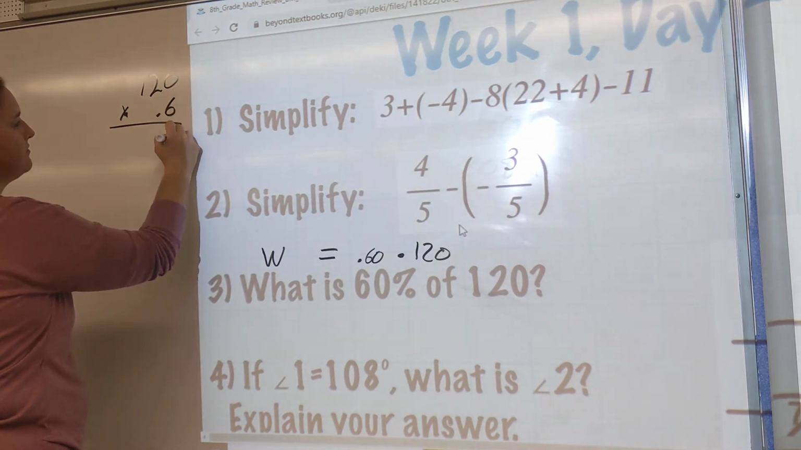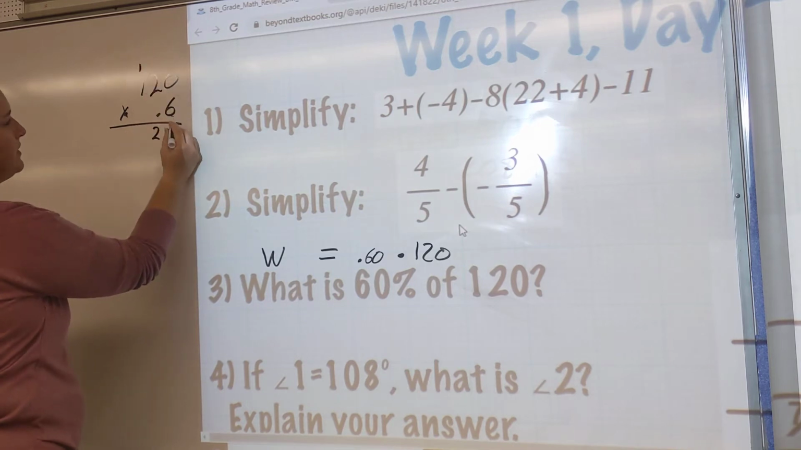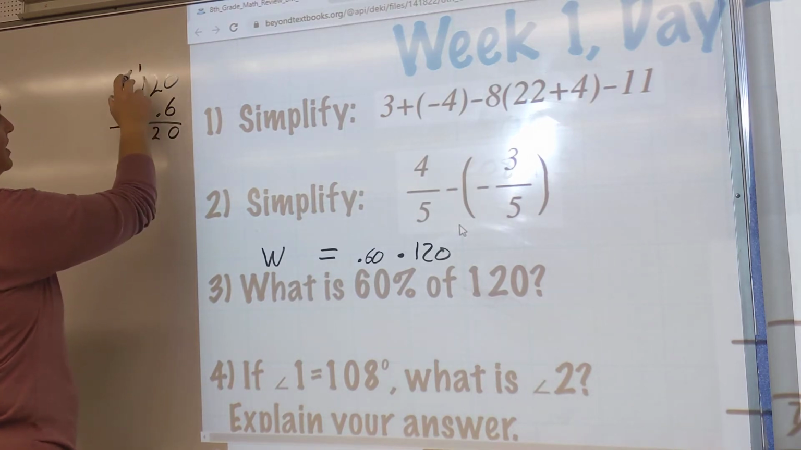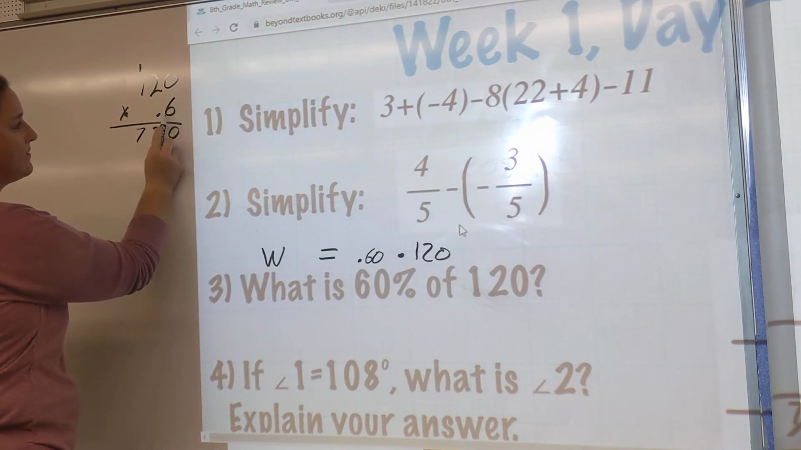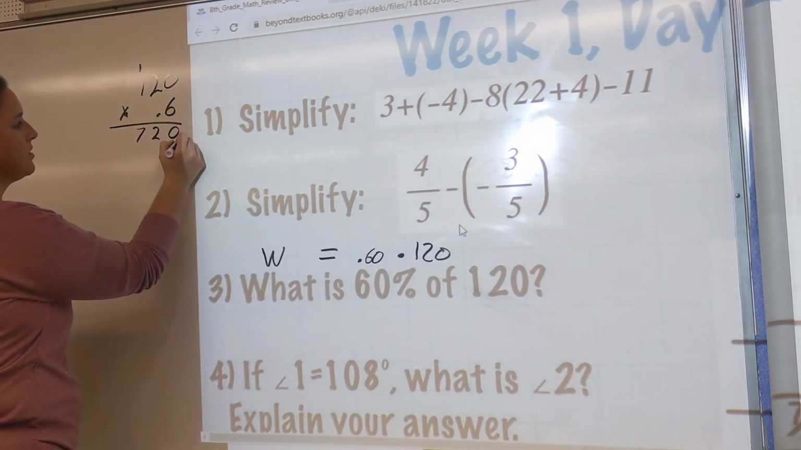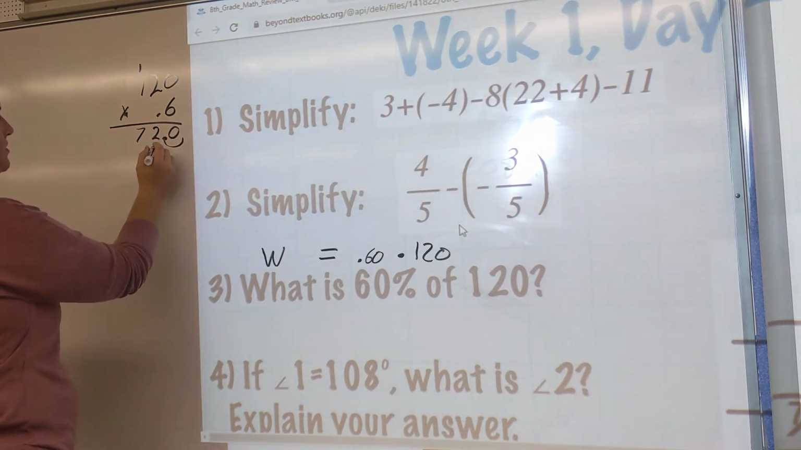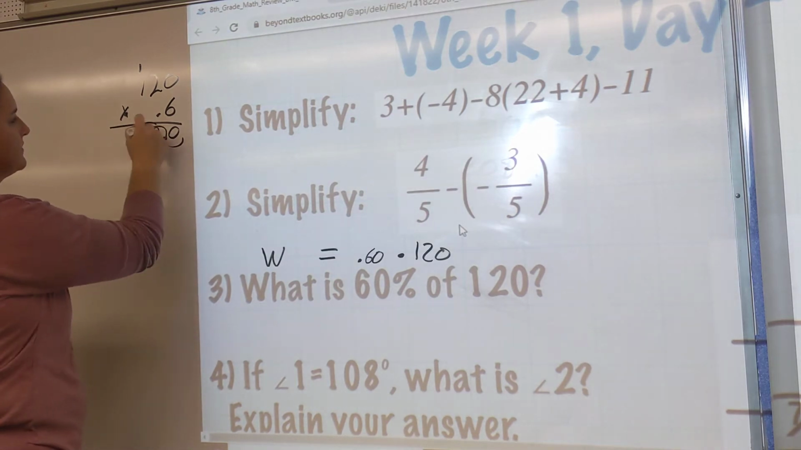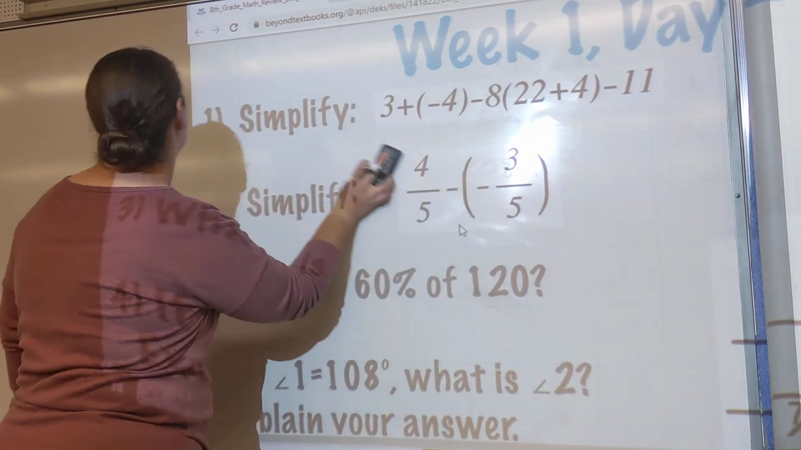6 times 0, 0. 6 times 2, 12. Carry your 1. 6 times 1 is 6. Plus the 1 is 7. And then you have this 1 decimal. So we make sure that we move our decimal over. So our answer is 72. All right.